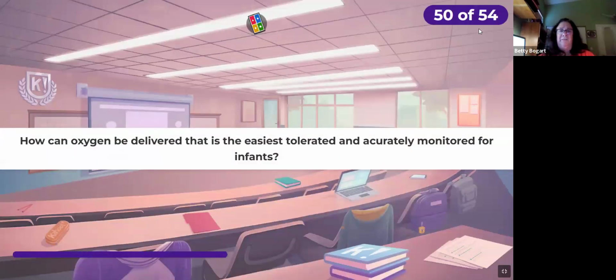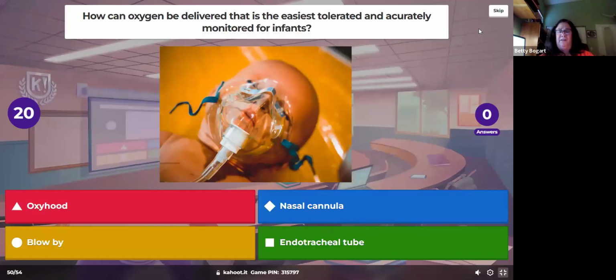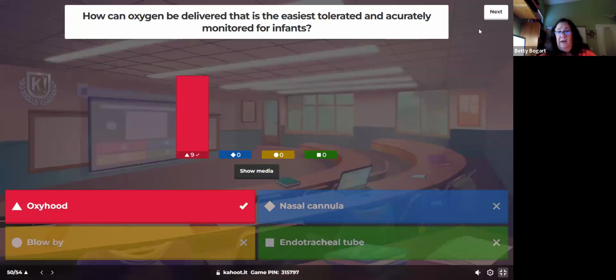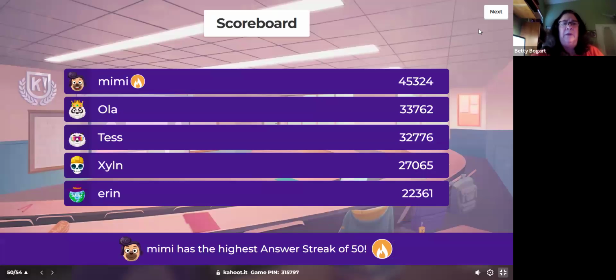How can oxygen be delivered that's easiest tolerated and accurately monitored for infants? And the answer is oxyhood. Everything else will touch or bother them, or it's not accurate. So oxyhood is great. Clear plastic, they suck on their fingers and their pacifier, and they're just happy.